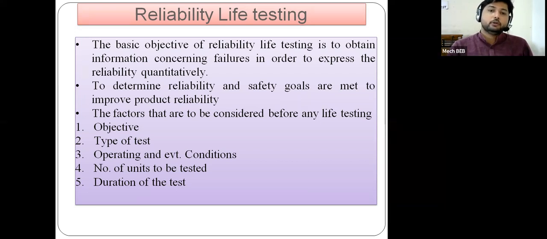So the basic objective of reliability life testing is to obtain information concerning failure in order to express the reliability quantitatively. I am saying that my product is more reliable, but what is the proof for that, and how reliable is that particular product?